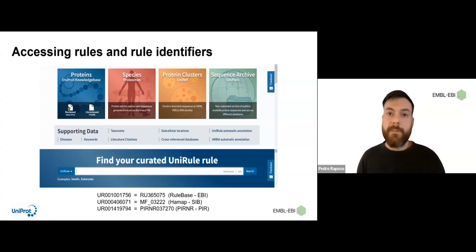When it comes to the UniRules themselves, these can be created by different teams. As a reminder, we are a consortium. So depending on whether it's created at EBI, PIR, or SIB, you can have different IDs described at the bottom of this page. But all of them come under this unified ID, this umbrella on UniRule starting with UR. So you can search our rules by this unified ID.